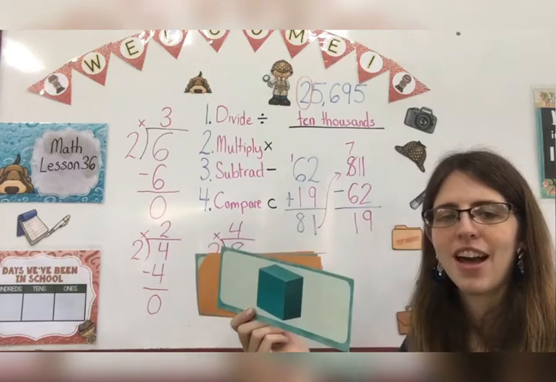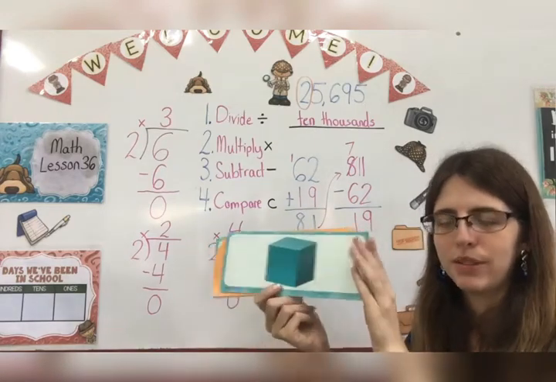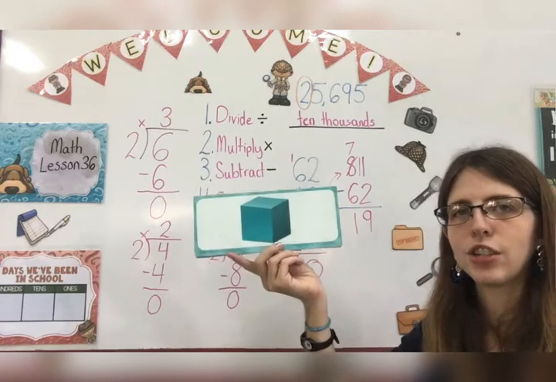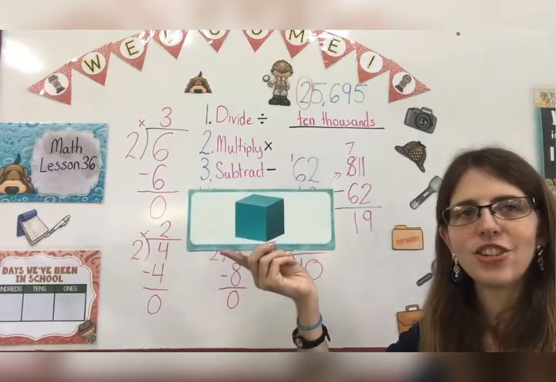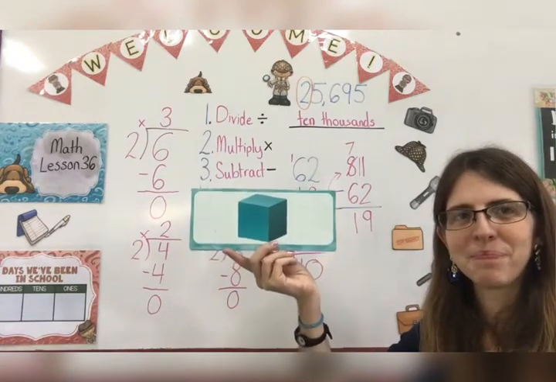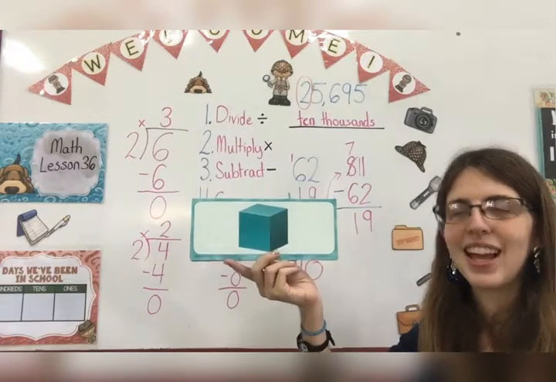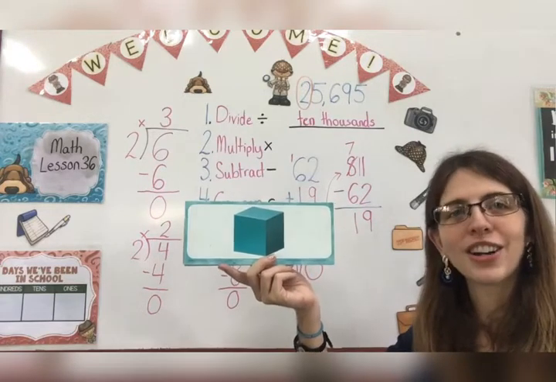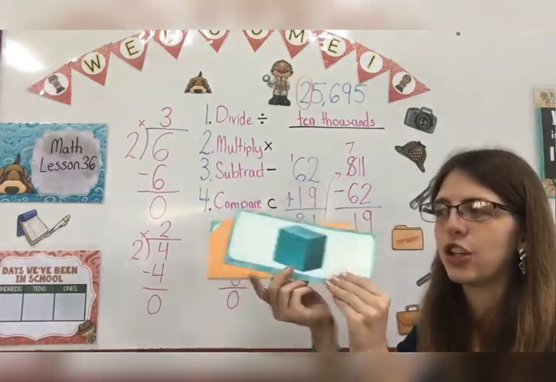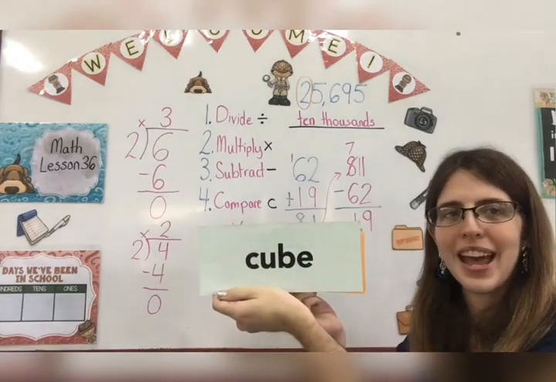Okay, moving on. Letter C says cube. Is this shape a cube, Billy? If you said yes, you are correct. It is a cube, so you don't need to do anything to this one.